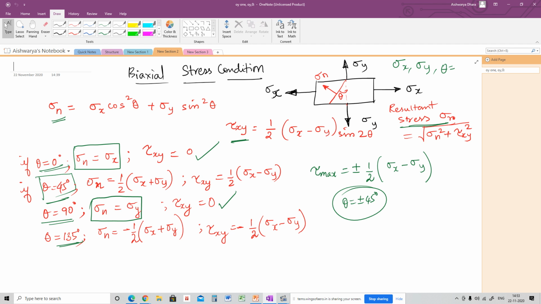Yes, ma'am. There is one more thing. Obliquity angle. The obliquity angle is defined as phi, which relates tau xy to sigma n. So tan phi equals tau xy by sigma n. The obliquity angle is the ratio of tau xy by sigma n.